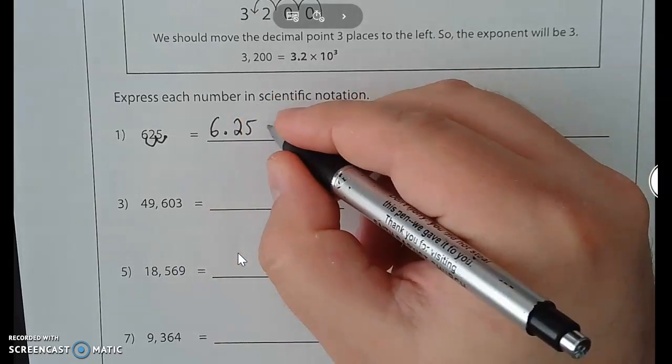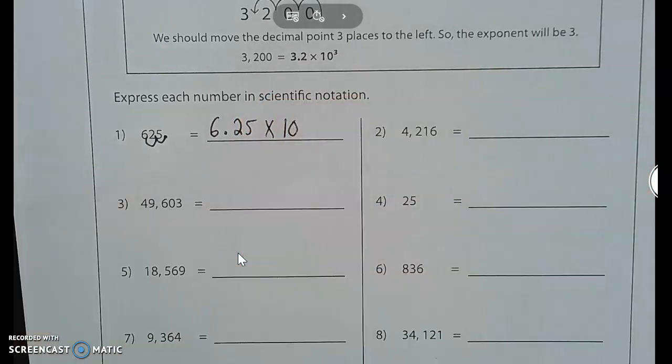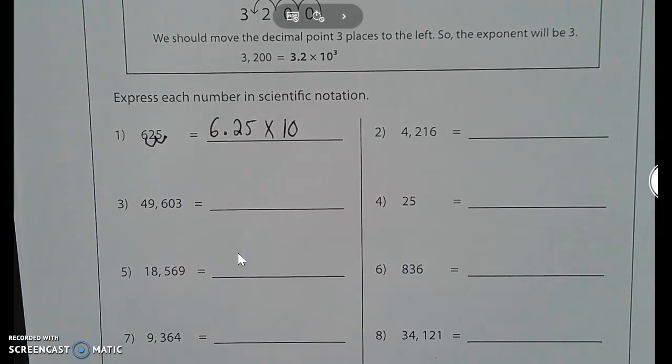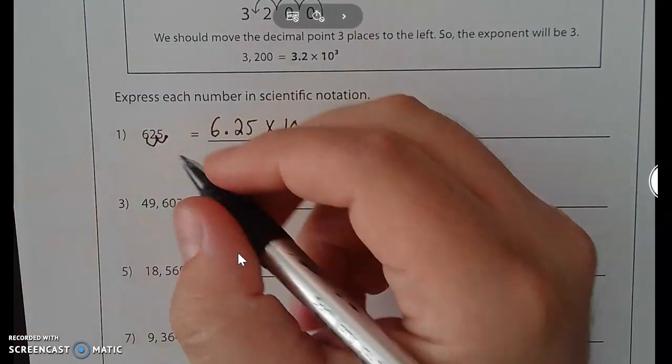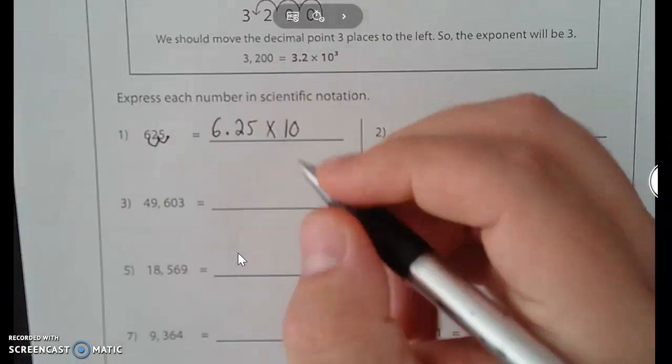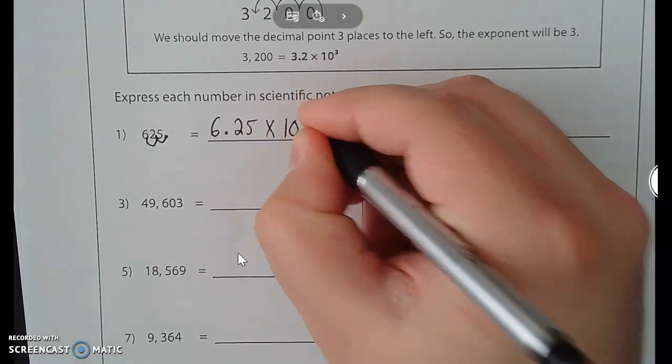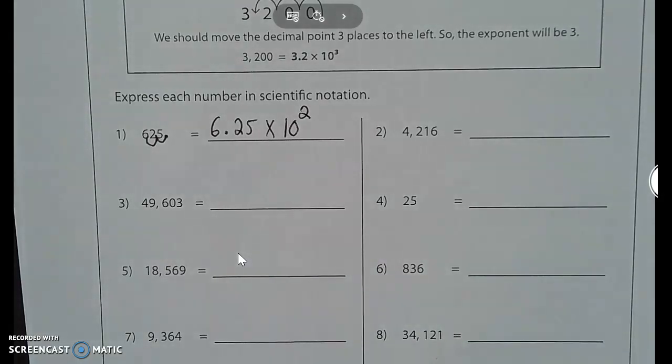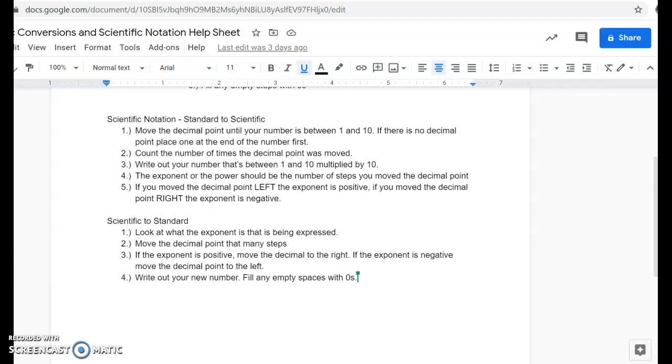6.25 times 10. And then the next thing you do is you write how many times you moved the decimal. I moved the decimal 1, 2 times, so 10 to the second. And that's my answer. That's all you have to do. I moved the decimal left, so my exponent was a positive 2. But as it says on here, if you move the decimal to the right, the exponent would have been a negative 2 instead, because you would have been converting from a small number.